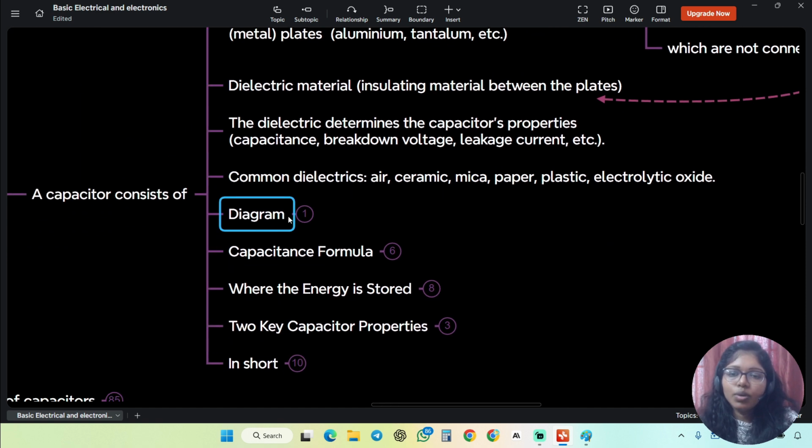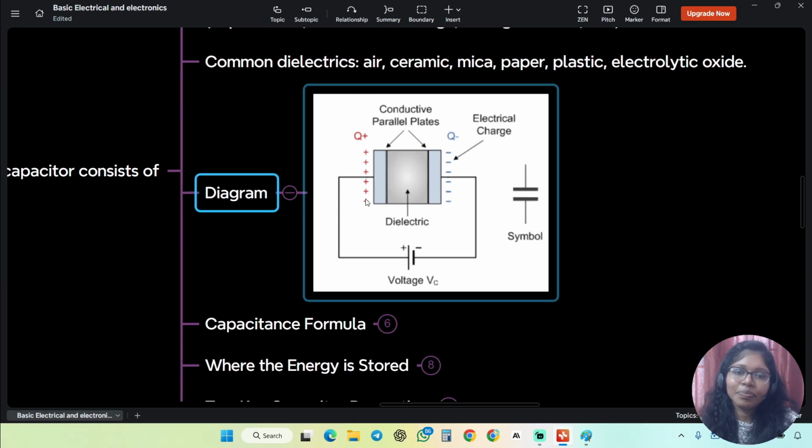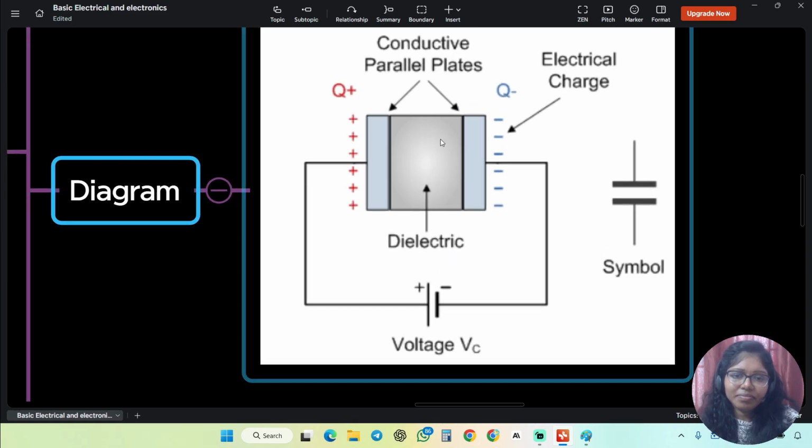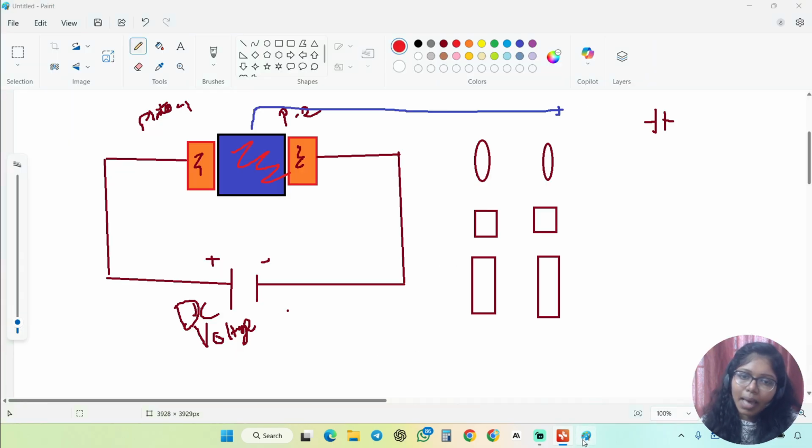And how does it actually look? This is how it looks. If you check here, these two are metal plates, drawn here, and this is called the dielectric component, which means insulating material. Most probably it is drawn as a symbol like this. So when I give the charges, the voltage, what will happen? We will study this concept completely here.